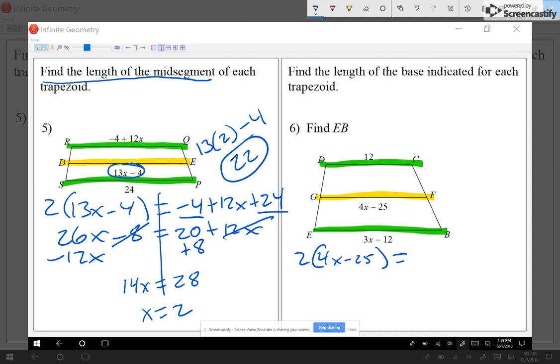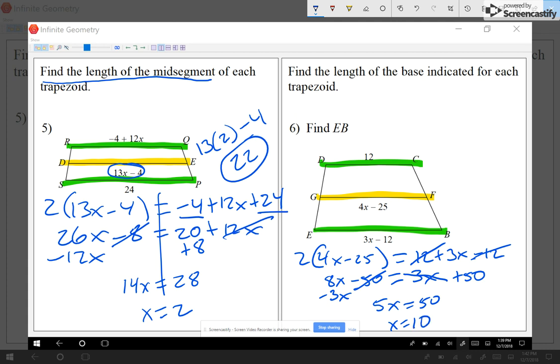Right? The mid segment times 2 equals 12 plus 3x minus 12. On the left side, I have 8x minus 50. On the right side, 12 minus 12 cancel out. So I just have 3x. Right? I just simplify this side. My 3x, I'm going to move it to the left. My minus 50, I'm going to move it to the right. That's a plus 50. So I have that 5x equals 50. So x must be 10.